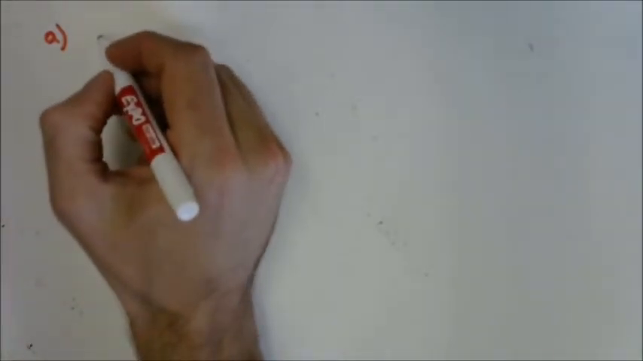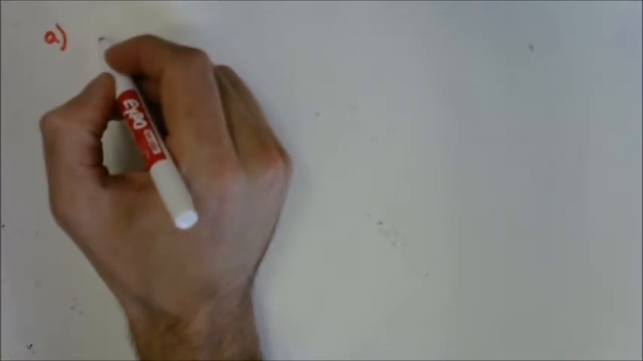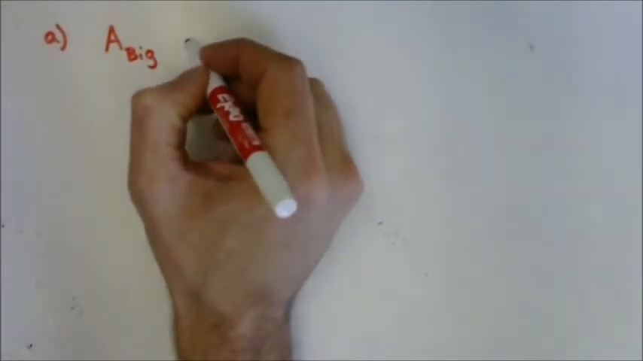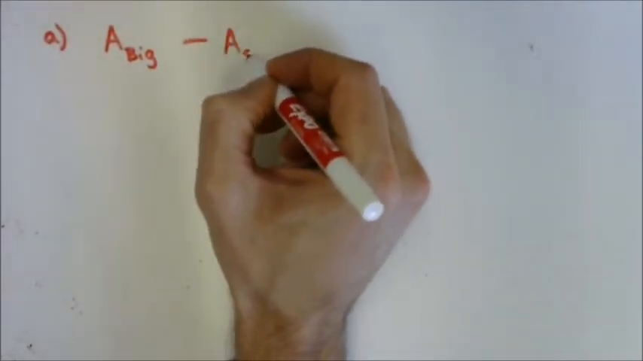We're getting the area of the shaded region. Can someone describe to me the shaded region? Is it the whole thing? Is the whole picture shaded? No. There's a little square taken out of it. So could you say it's the area of the big square minus the area of the small square?